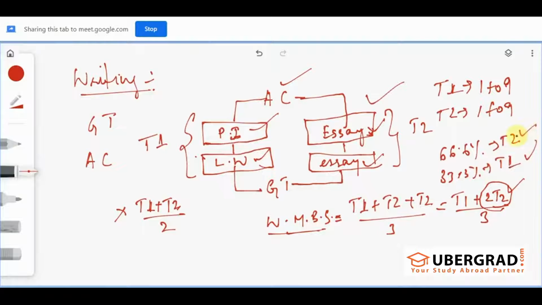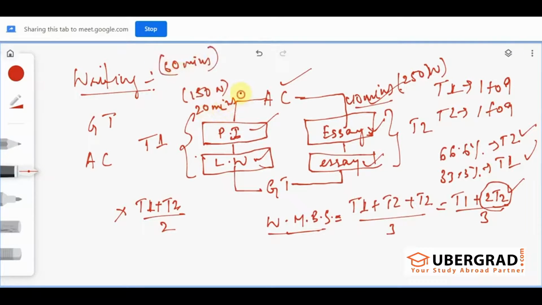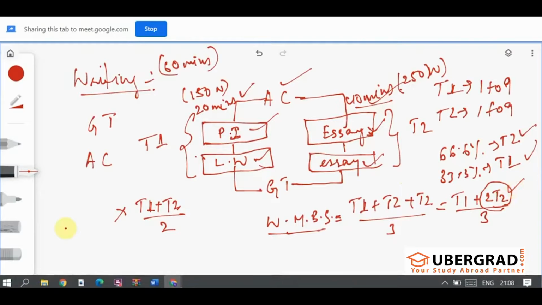Keep this in mind. Therefore, it is suggested that you should spend 20 minutes on writing task 1, whereas you should spend 40 minutes on writing task 2. Another reason why you should spend more time on writing task 2 is because here you need to write at least 250 words, whereas for writing task 1, you are supposed to write at least 150 words. So the entire time that you have for the writing module is 60 minutes, and it is suggested that you spend 20 minutes on writing task 1 and 40 minutes on writing task 2, because writing task 2 has twice the weightage as compared to writing task 1.